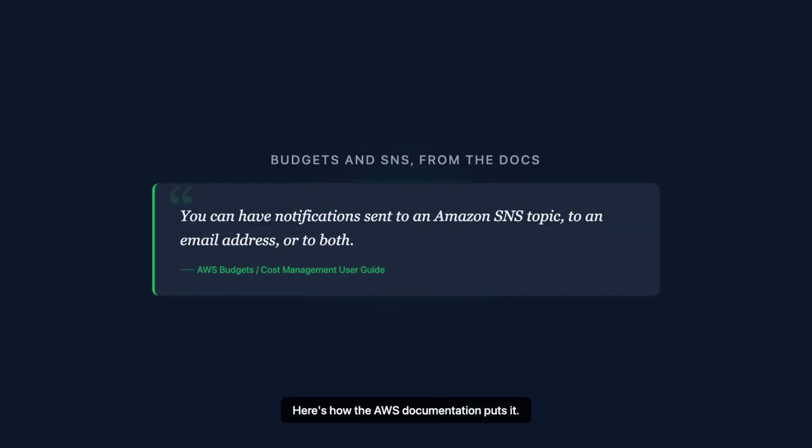Here's how the Amazon Web Services documentation puts it. You can have notifications sent to an Amazon SNS topic, to an email address, or to both. That SNS integration matters, because once a notification lands on a topic, you can fan it out to a Lambda function that shuts down resources, to a chat channel, wherever. The budget is the trigger. SNS is how you turn that trigger into action.